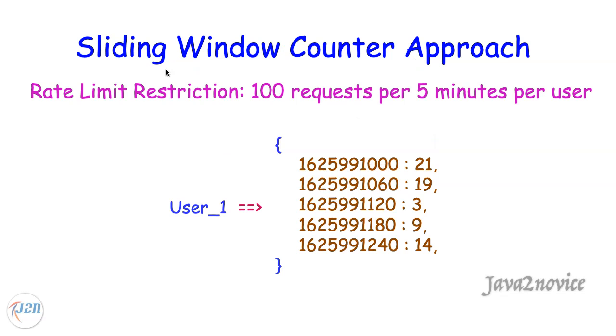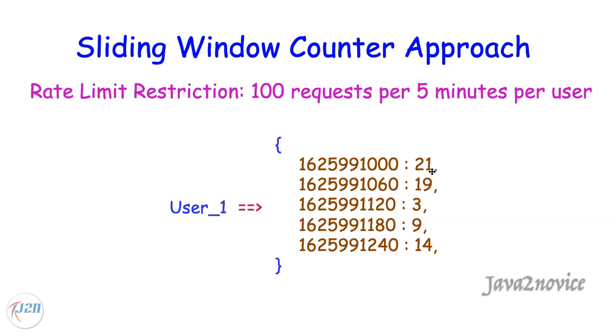We will look into the next approach, sliding window counter. It is a hybrid approach, a combination of both fixed window counters and sliding window logs. Rather than logging each request timestamp into Redis, we will maintain a per minute request counter at Redis. Look at this example key value pair. The key is simply the user identity. The value is a set of timestamps with request counts at each minute.